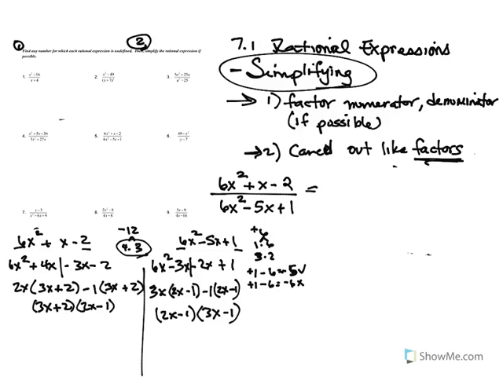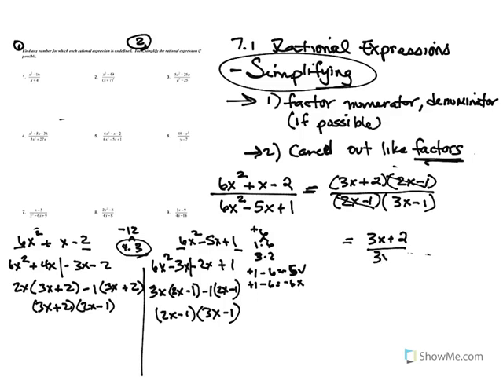So I have my factors for numerator and the denominator. So this top, 3x plus 2 times 2x minus 1. And then the bottom, 2x minus 1 times 3x minus 1. So when I look at them in factored form, my 2x minus 1s can cancel. So that leaves me left with a 3x plus 2 over 3x minus 1. And that would be the final answer.